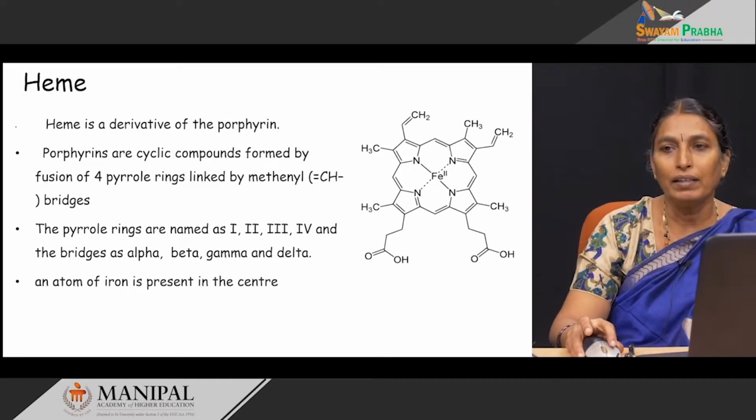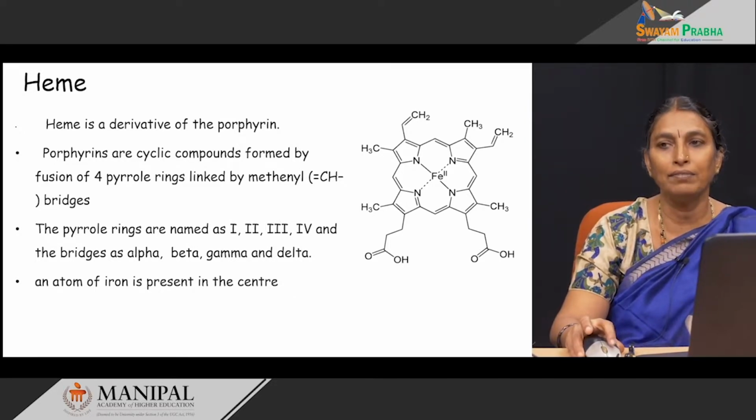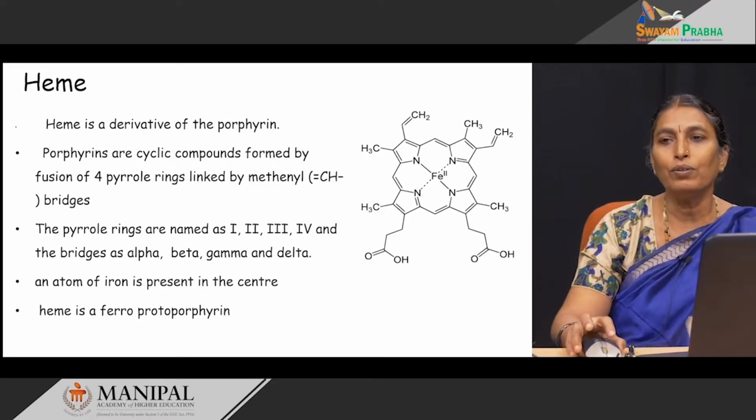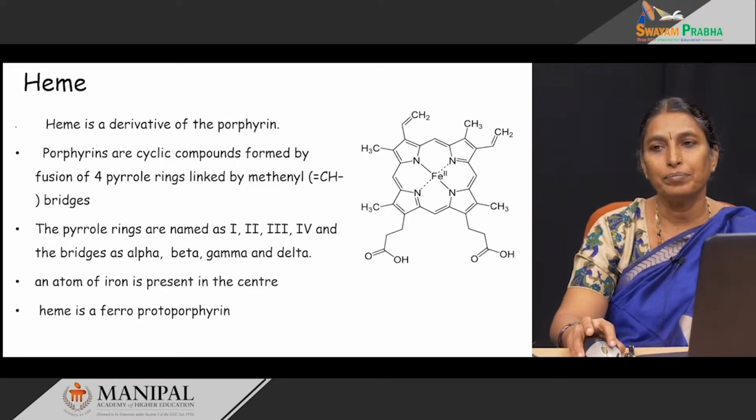An atom of iron is present in the center as Fe2+. So, this together is called ferroprotoporphyrin. So, heme is a ferroprotoporphyrin.